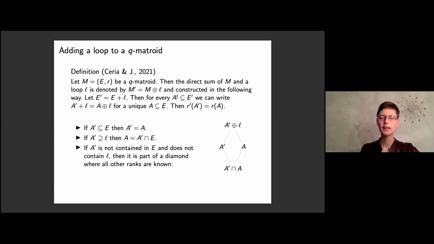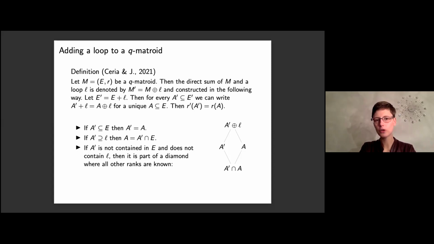Now if I take something in this bigger space, I can always write it in this way. That's a bit strange at first. You can add a loop to it, and then everything that contains a loop can be written in a unique way as something that was in my small matroid, direct sum with the loop. And now we say that the rank function of my matroid with the loop added is going to be the same as the rank function that I had, but for this other thing. So you can see this as a projection. It's not quite a projection, but it will work like that.